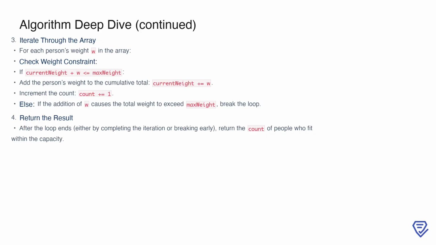However, if the new weight would push the total over the limit, we stop the process immediately by breaking out of the loop. This ensures that we don't waste time processing further weights when it's already clear that no more people can fit. Once the loop ends, either because we've finished checking all the weights or because we broke out early, we return the count variable, which contains the number of people who successfully fit within the elevator's capacity.